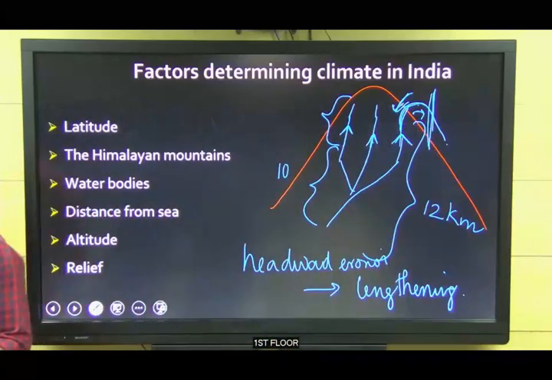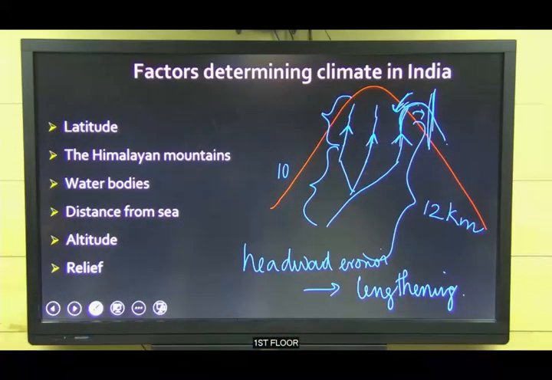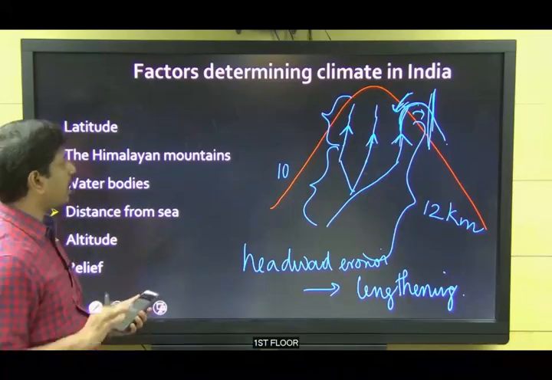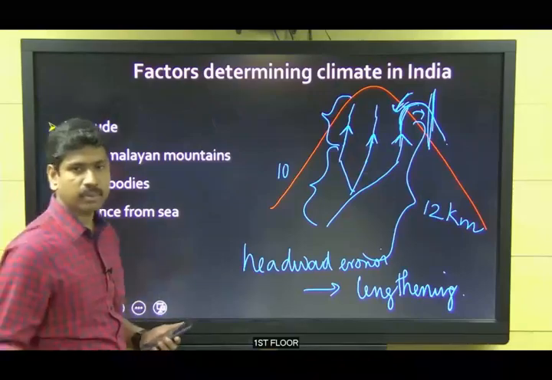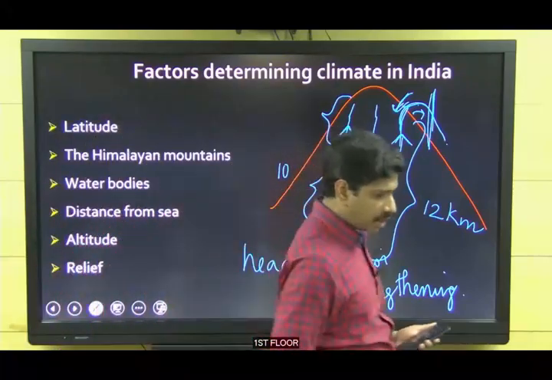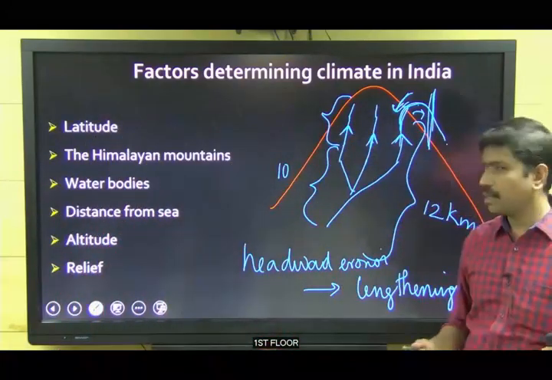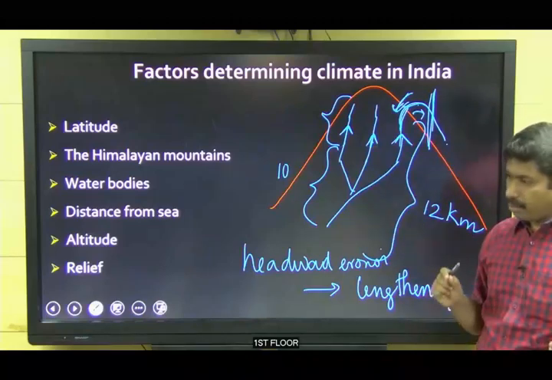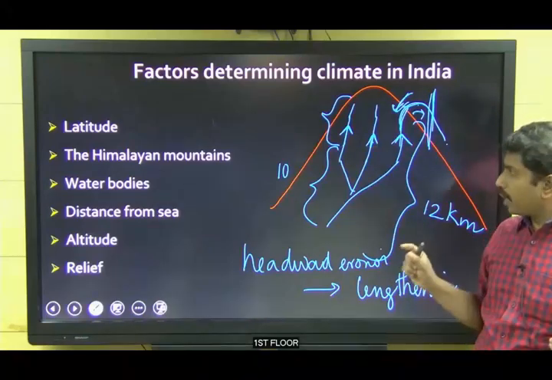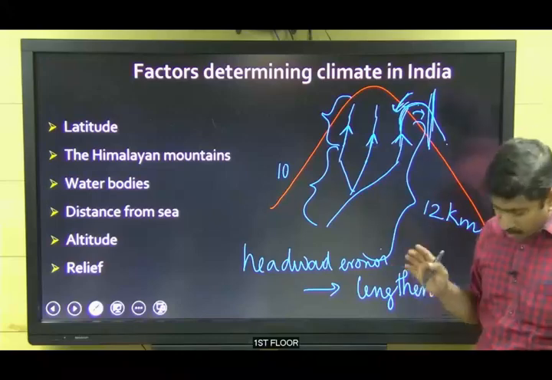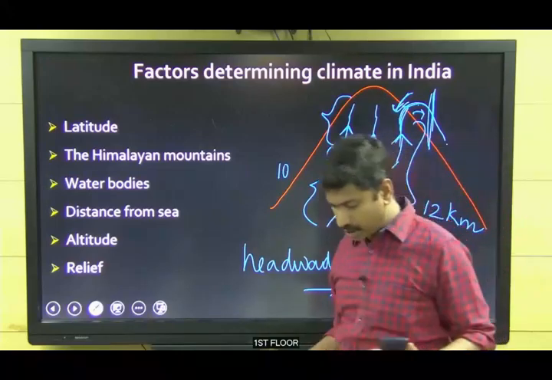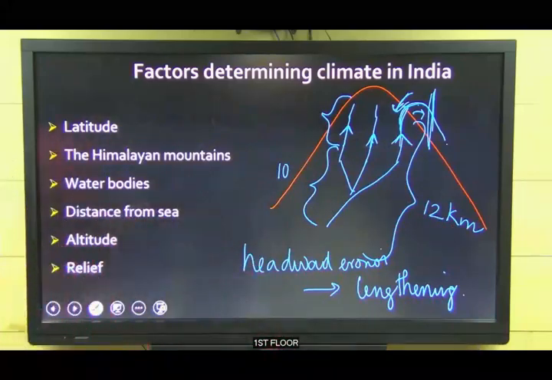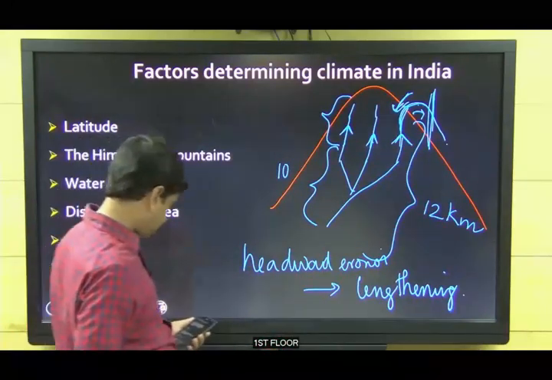Simply, if you write headward erosion and river capturing, the examiner will understand. You need not explain what river capturing and headward erosion are. It is for your understanding. Even after this, if you are not able to understand, please go to YouTube and type headward erosion river capturing animation. There might be videos, you can check them. If possible, in the next class I will show you one.